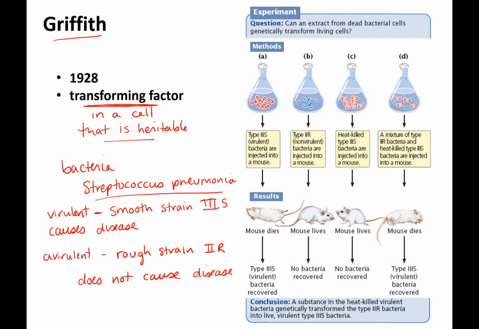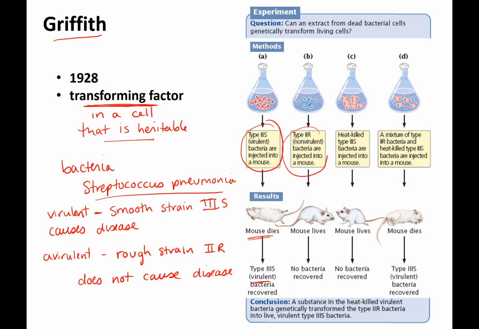So he did some work in mice, and he took the smooth virulent bacteria and injected it into a mouse, and the mouse died, got disease. When you isolate or culture from this dead mouse, you got back the virulent bacteria. So it must have replicated, it was still viable, and it killed the mouse.